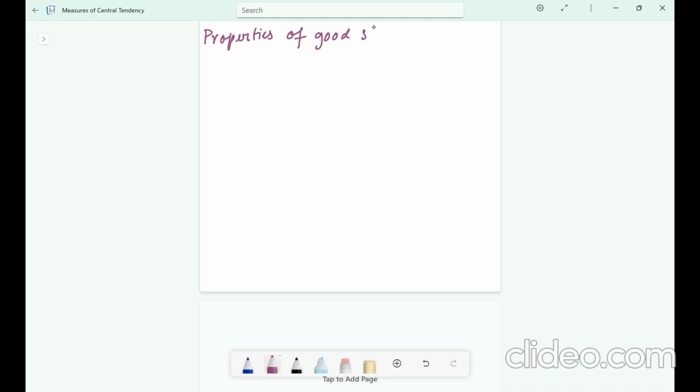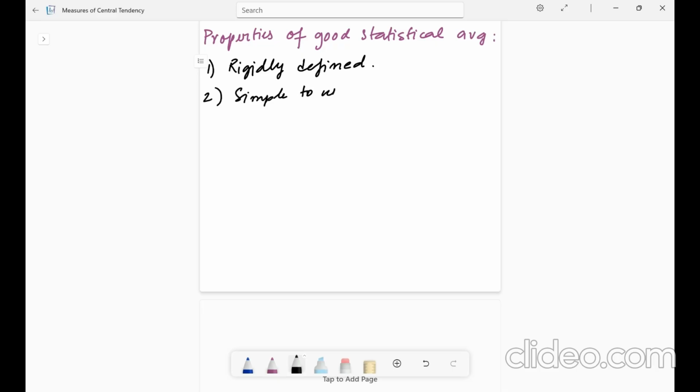Properties of a good statistical average. Before we start the formulas, let's quickly check the five properties of a good average. Okay? First, it should be rigidly defined, like no confusion about what it means. Next, it should be simple to understand and easy to calculate. Third, it should be based on all the observations.